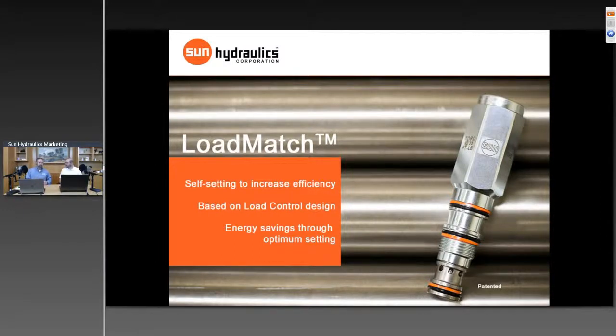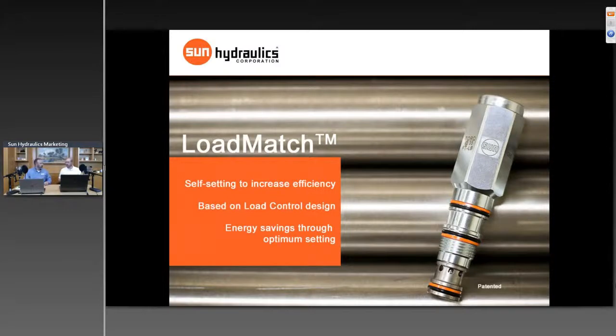Okay, which begs the next question then: why would Sun have another family of valves that's also focused on efficiency? The answer is, even though the load match valves are a great addition and an improvement on the load control valves, they still can't address every possible scenario or find the optimum solution to some scenarios. So to address the places where the load match valve may still not be quite the right answer, we've created the new load adaptive counterbalance valves.